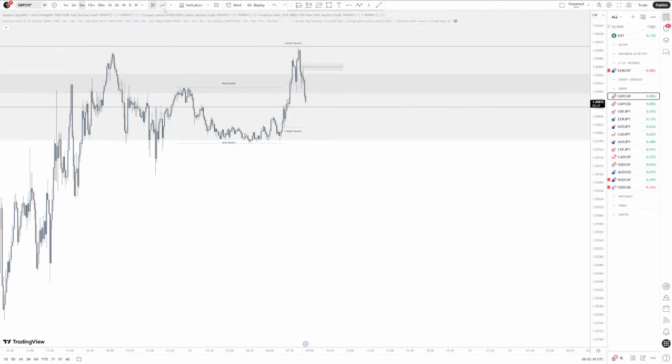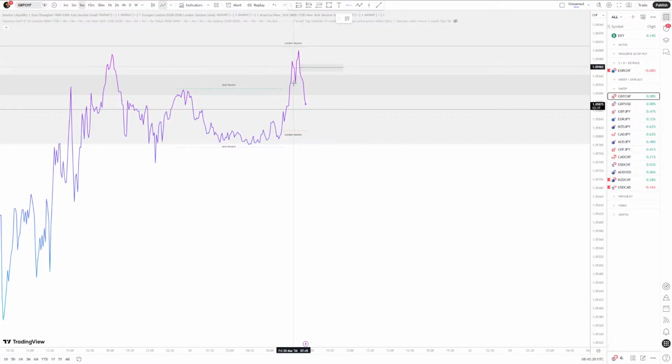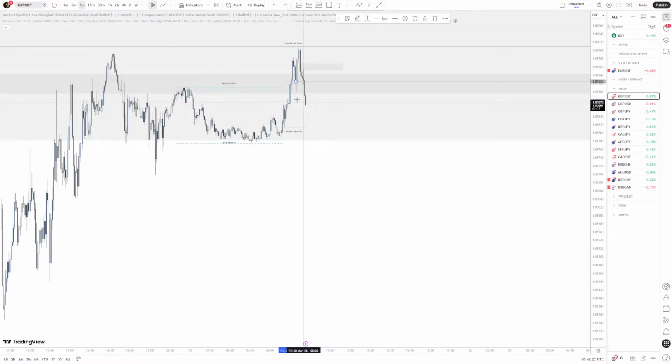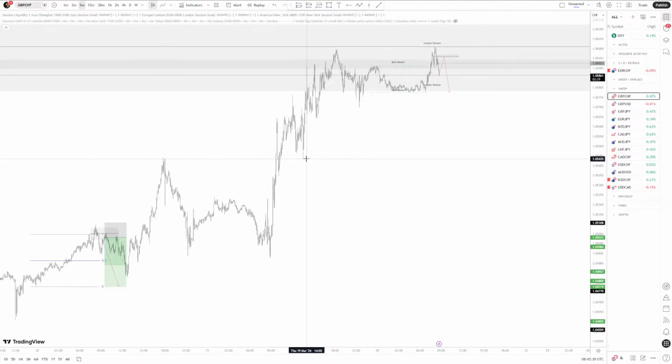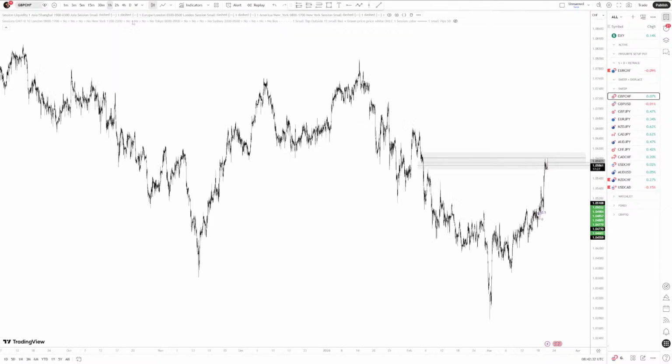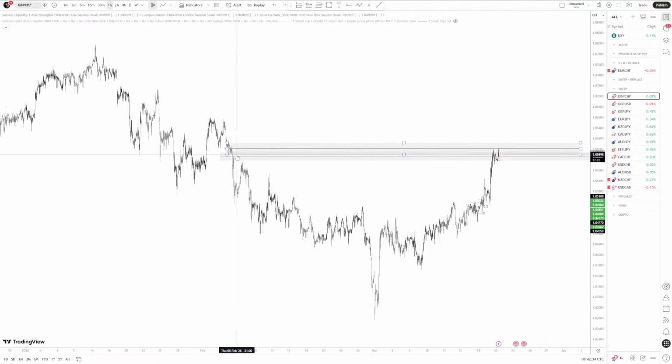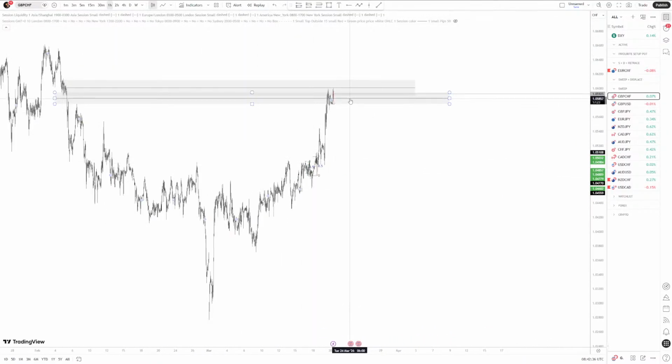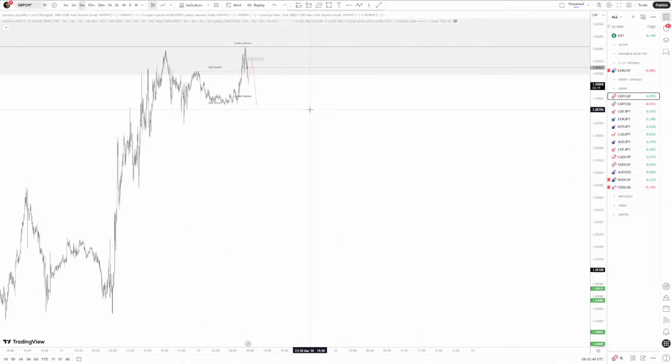We've broken structure. Okay, we go to line chart. This is the low right here that we've closed below. And now that we've done that, we will then look for a retracement into this fair value gap to then sell it to these Asia session lows right here. I'm trying to see why this was the overlap between the order block and the fair value gap. So we don't need the fair value gap. This was just context.